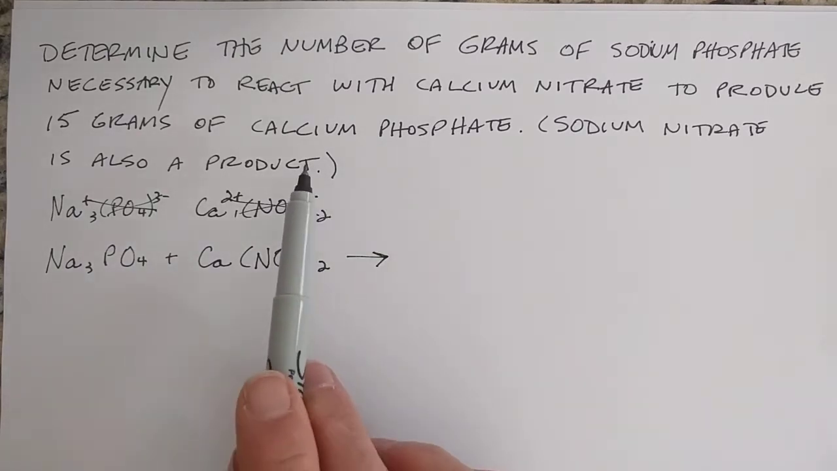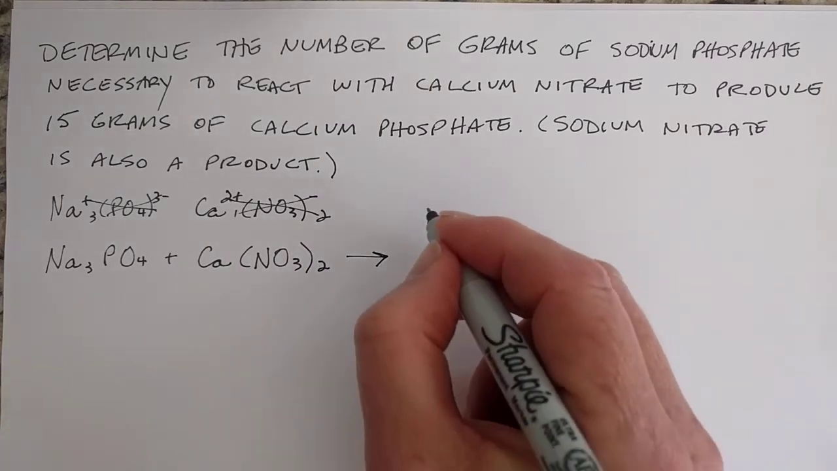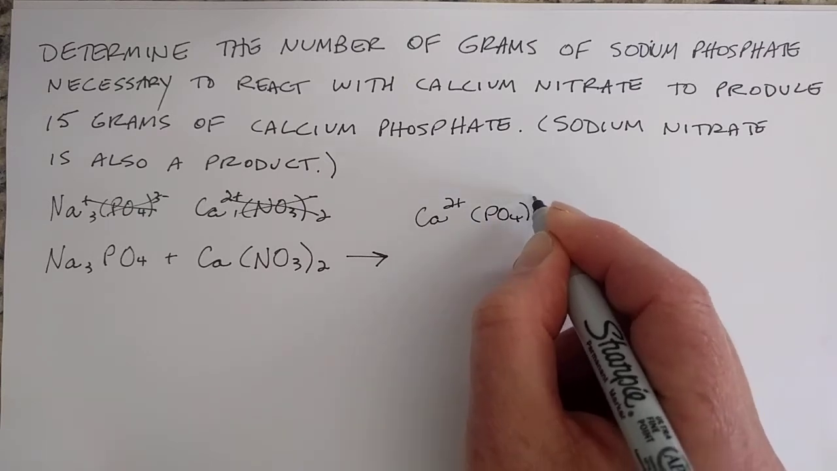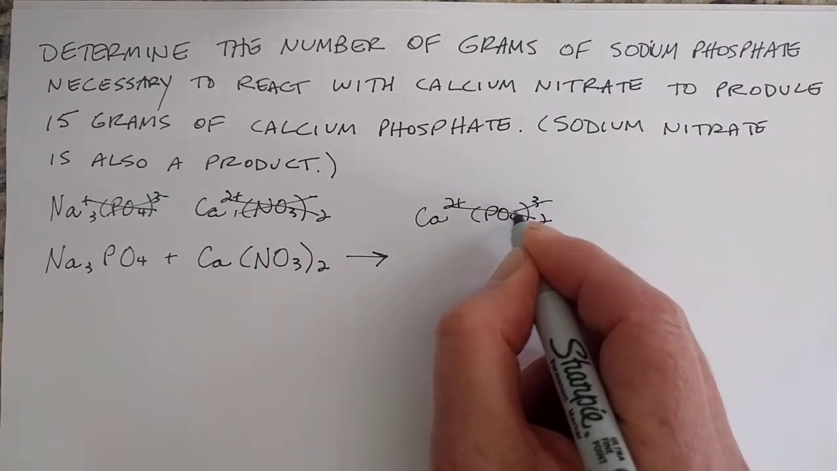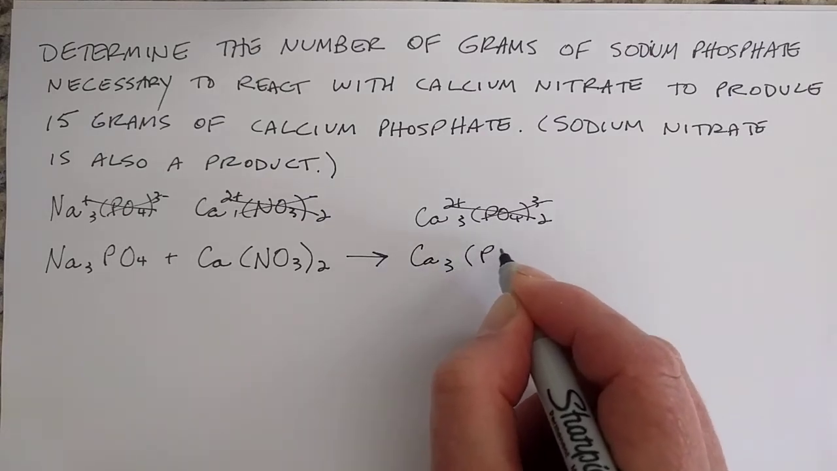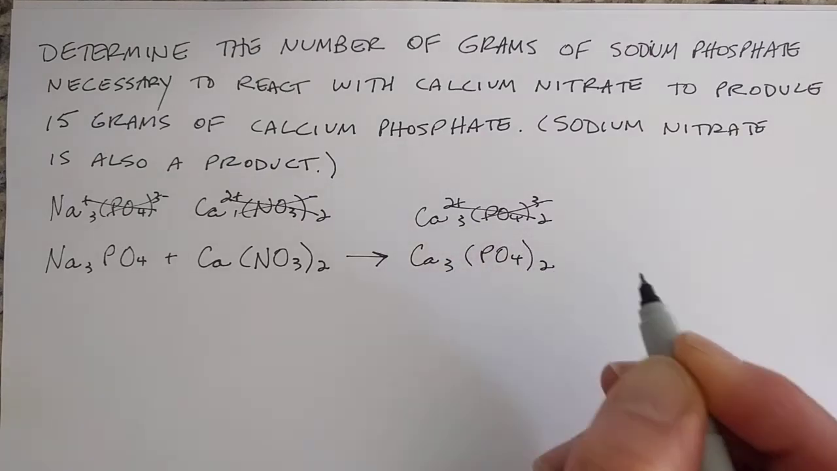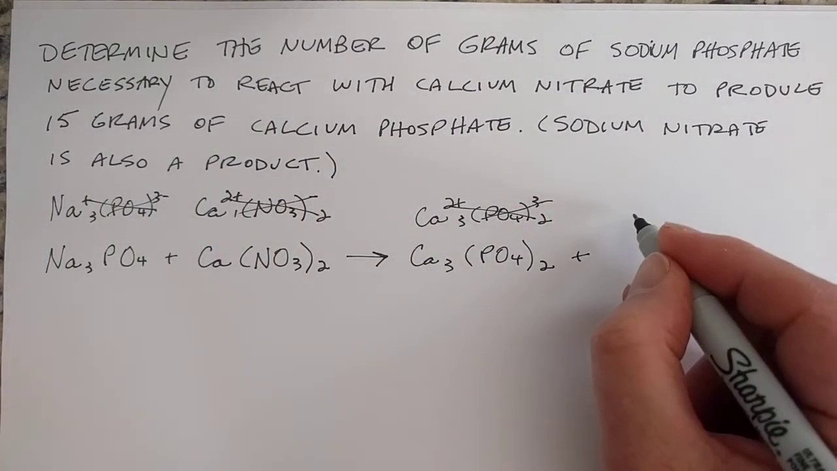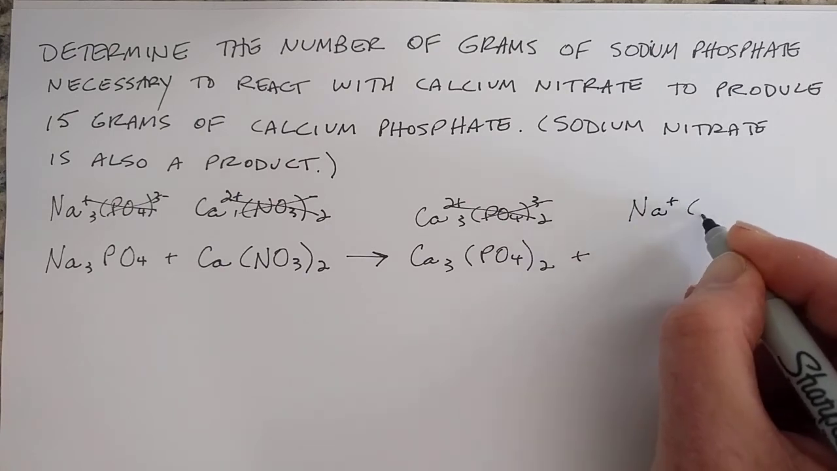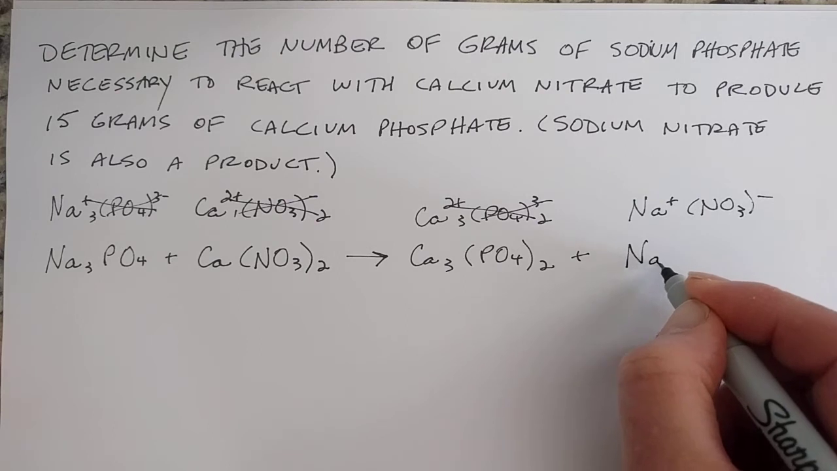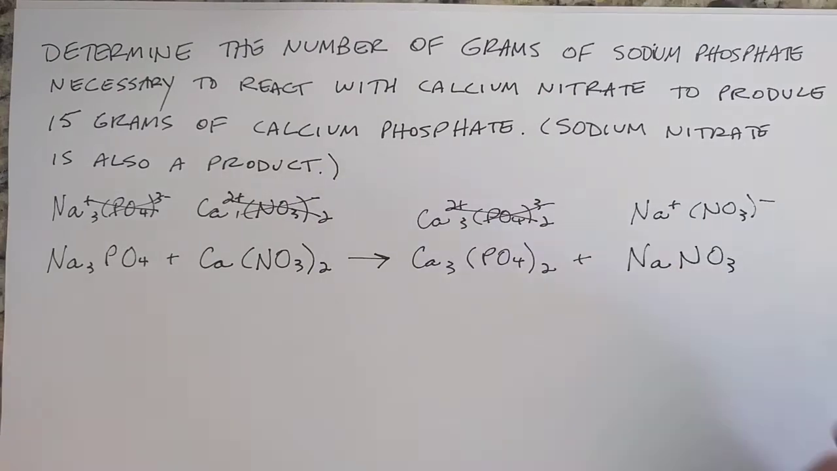Yields our products: calcium phosphate. Calcium 2 plus, phosphate 3 minus, cross, cross, Ca3(PO4)2, plus sodium nitrate is also a product. Sodium plus 1, nitrate minus 1. So our formula is NaNO3. All right, now we need to balance.